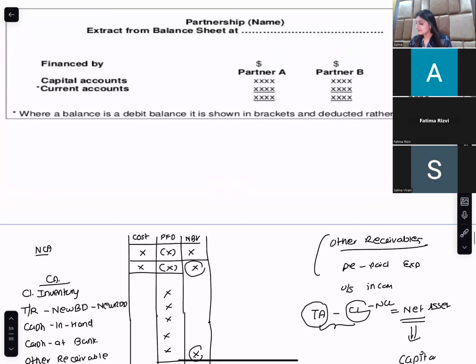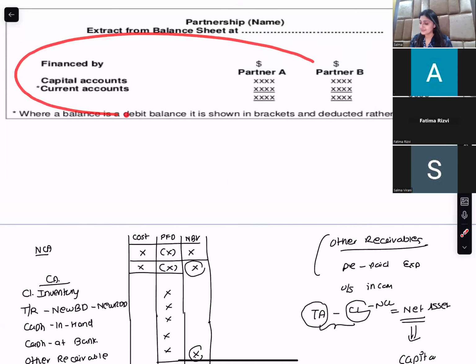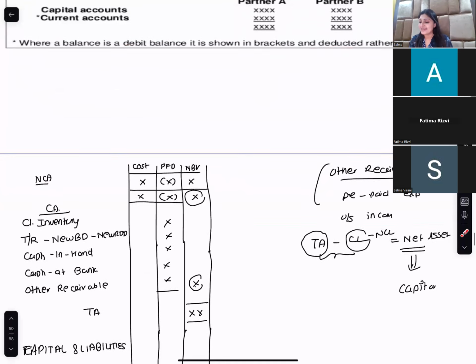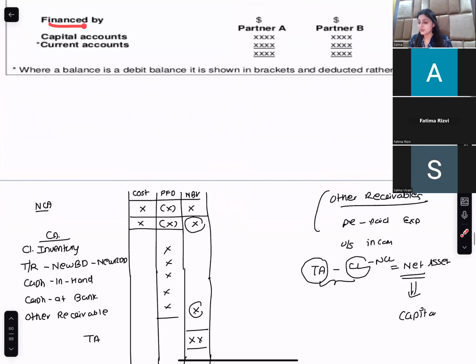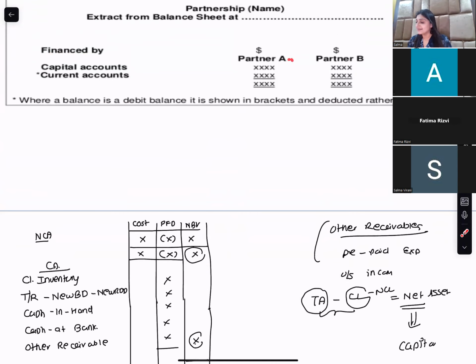Our capital part looks something like this. Your capital is financed by partner A and partner B, and the total. Whatever is the balance of the capital account, you will write it and you will get this total. Are you with me?